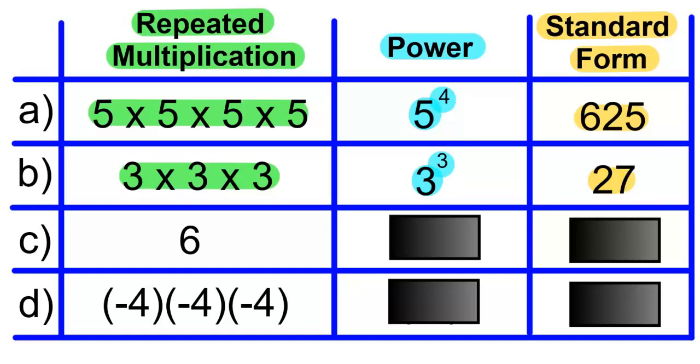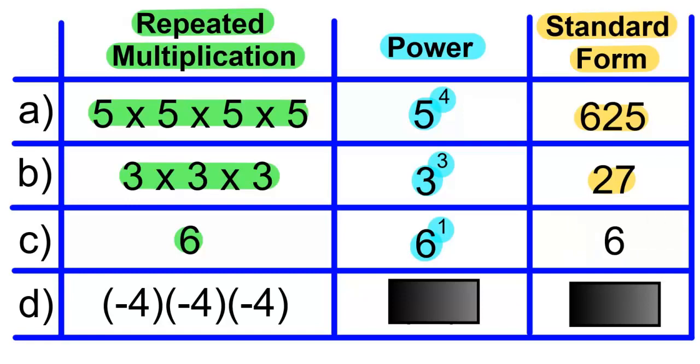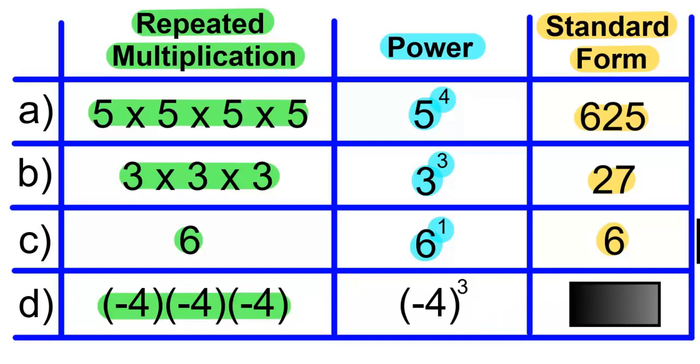C. For repeated multiplication, we have 6. As a power, this would be 6 to the power of 1. And in standard form, this would be 6. And D, as repeated multiplication, we have negative 4 times negative 4 times negative 4. As a power, this would be in brackets, negative 4 to the power of 3. And in standard form, this would be negative 64.